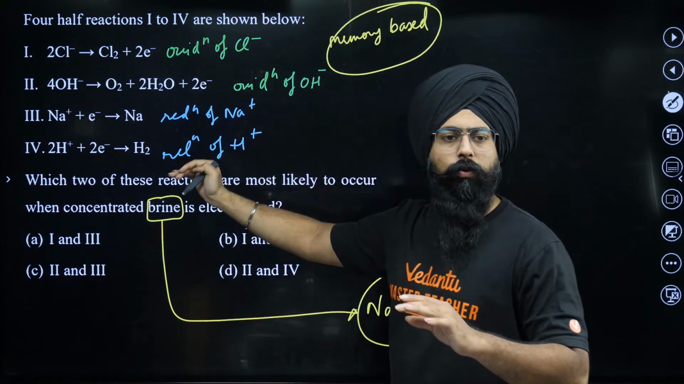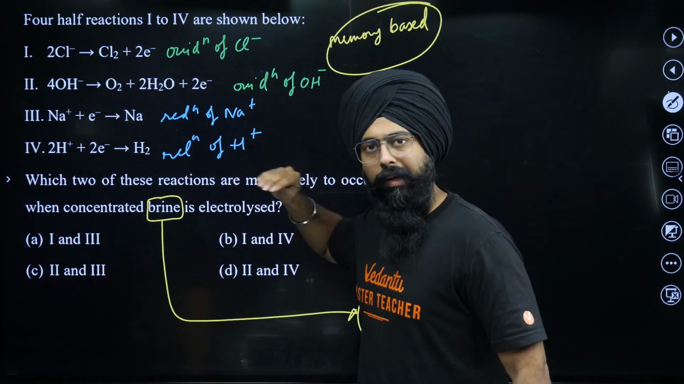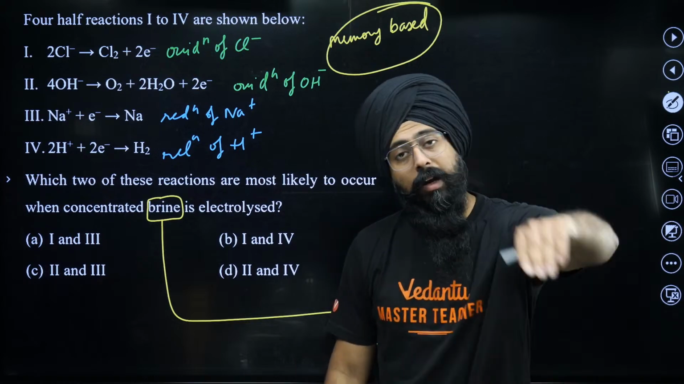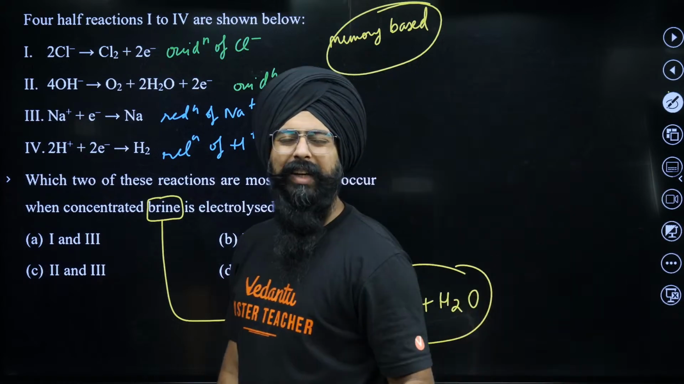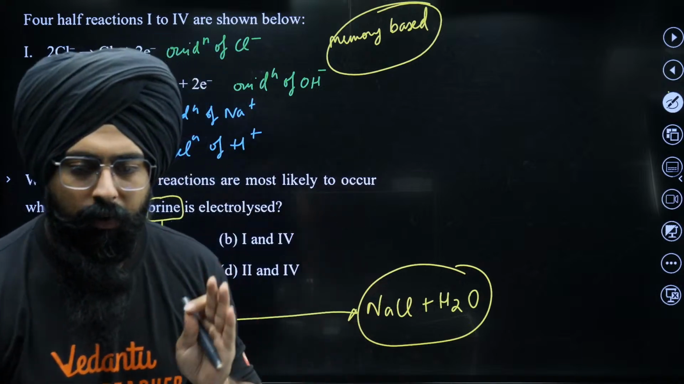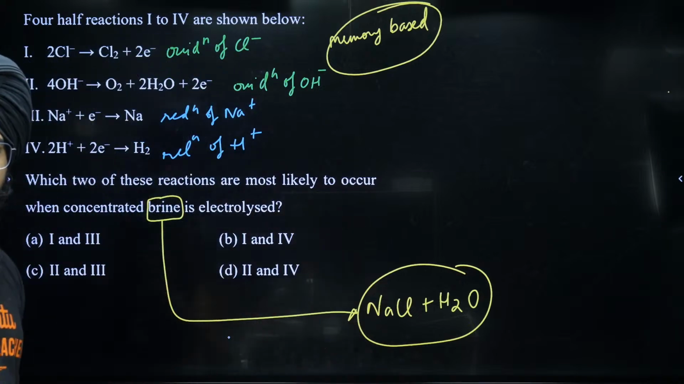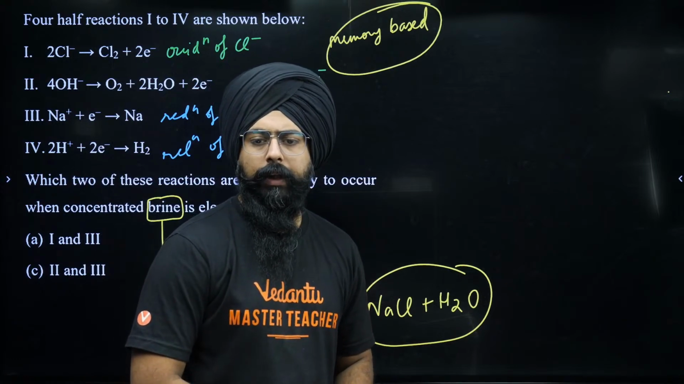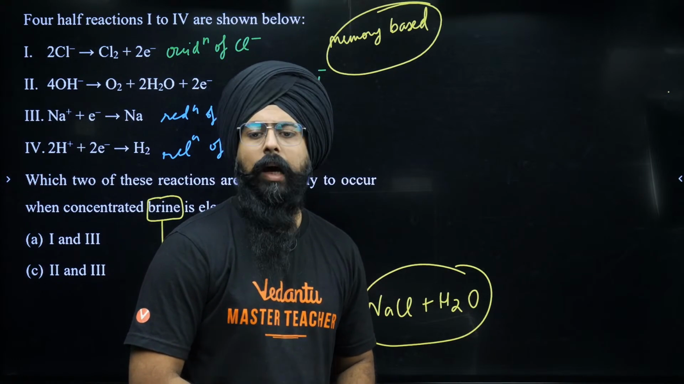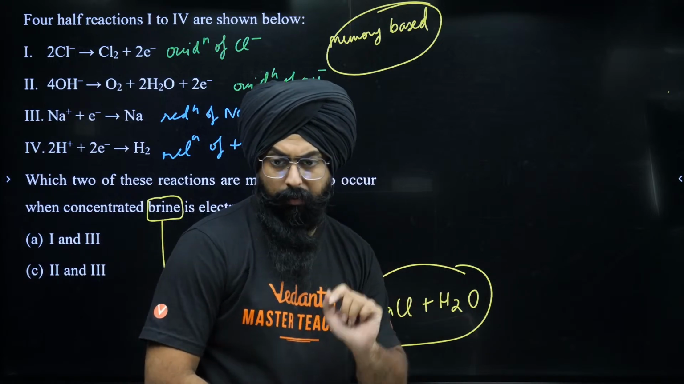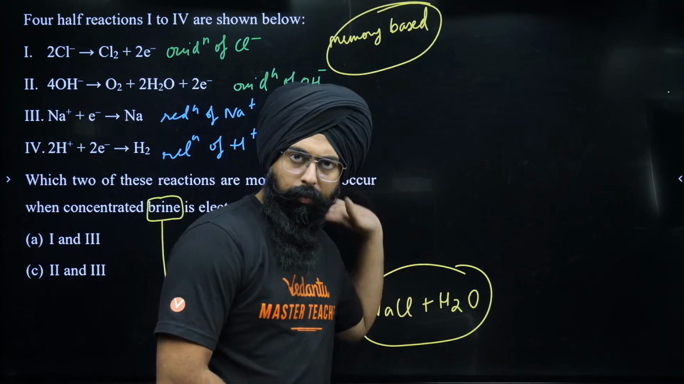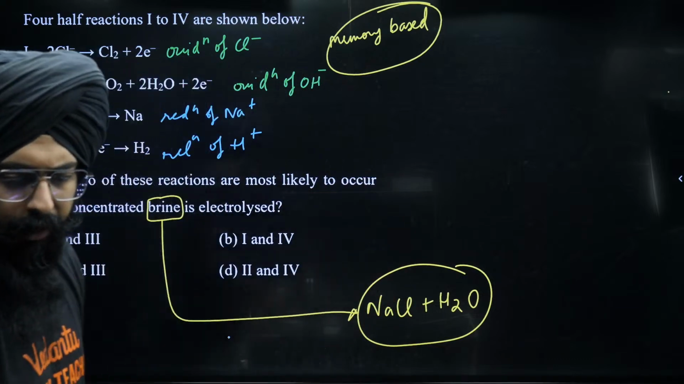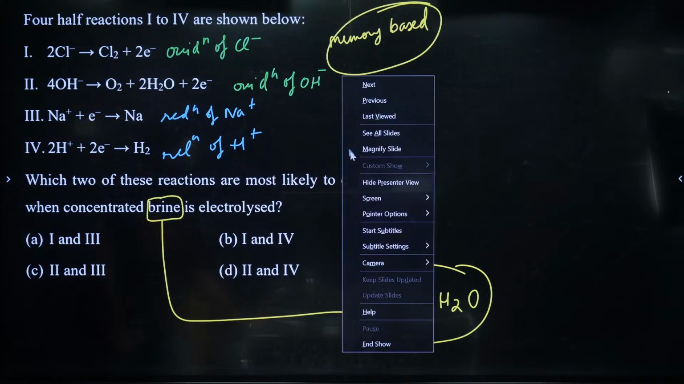Out of the four, only one reduction will happen and only one oxidation will happen. Which oxidation happens and which reduction happens depends on your reduction potential, your E0. I will give you another example after this. Please remind me after we've done the stipulated questions. That is what we will understand in this question.